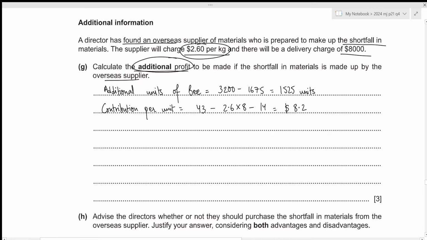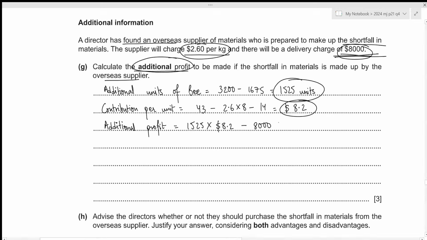Now we also have an additional delivery charge of 8,000. Let us calculate the additional profit. For the additional profit, we will start with the total contribution, which is our additional number of units, 1525, times the new contribution per unit of 8.2. This will give us the new additional contribution, after which we need to subtract the additional fixed cost of 8,000. This will give us the additional profit of 4,505. That is all for the seventh part. Let's move towards the next one.